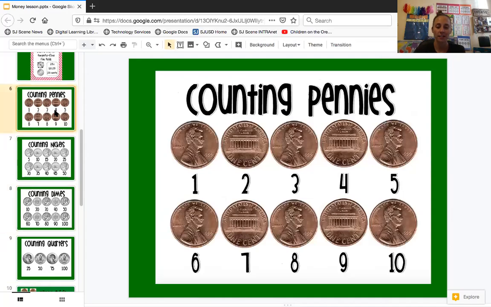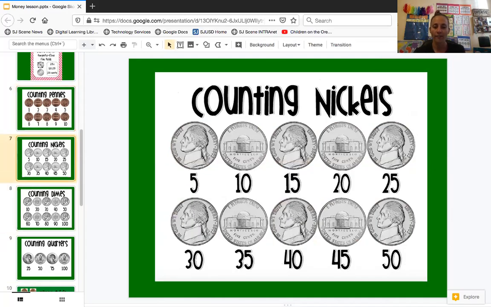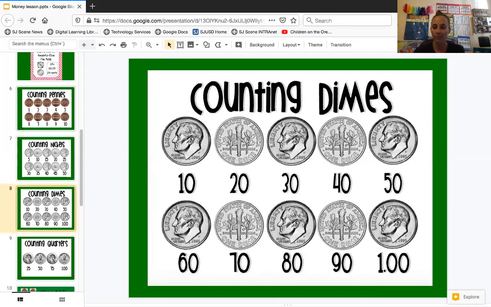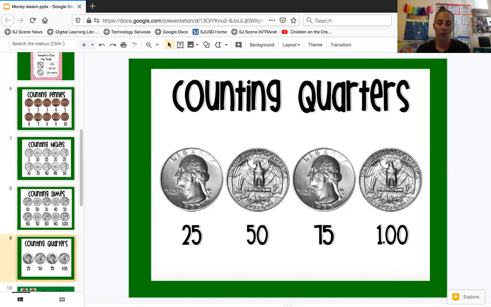So let's revisit. Pennies, counting by ones. Nickels, counting by 5s. Count them. 5, 10, 15, 20, 25, 30, 35, 40, 45, 50. Dimes, counting by 10s. 10, 20, 30, 40, 50, 60, 70, 80, 90, $1. And quarters, counting by 25s. 25, 50, 75, $1.